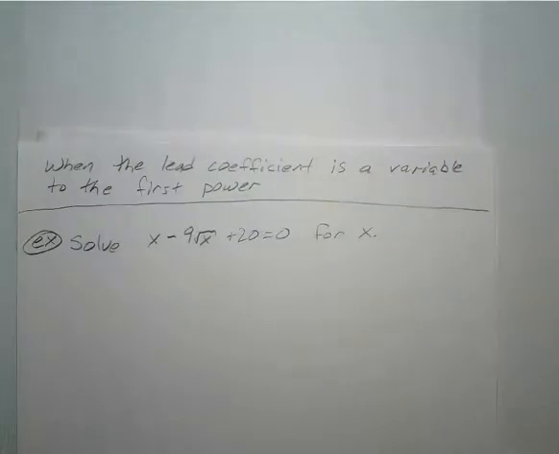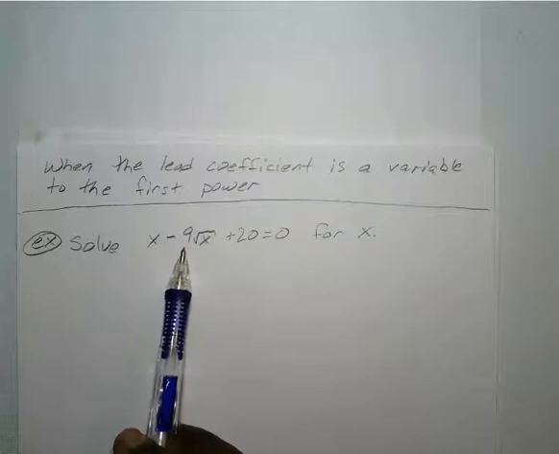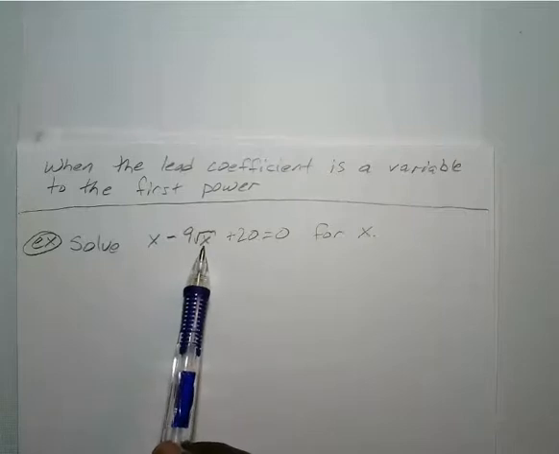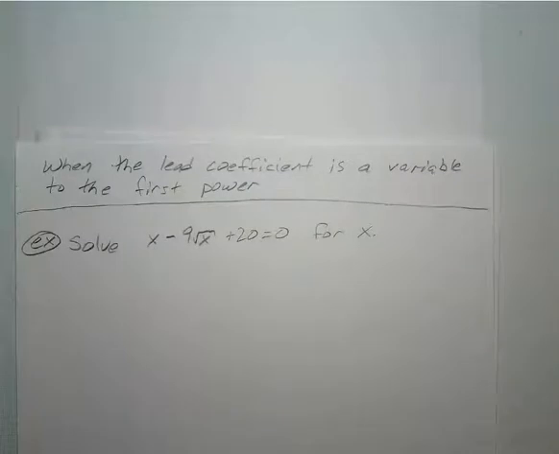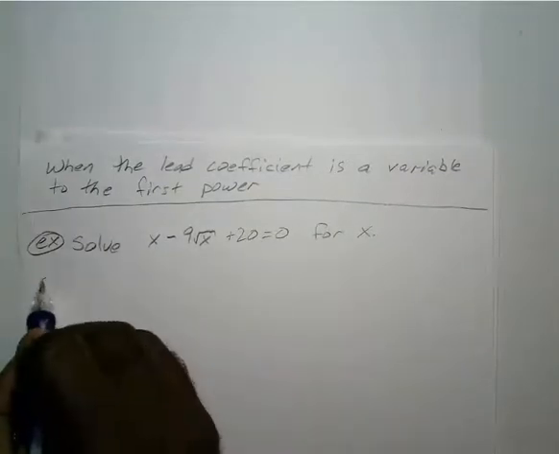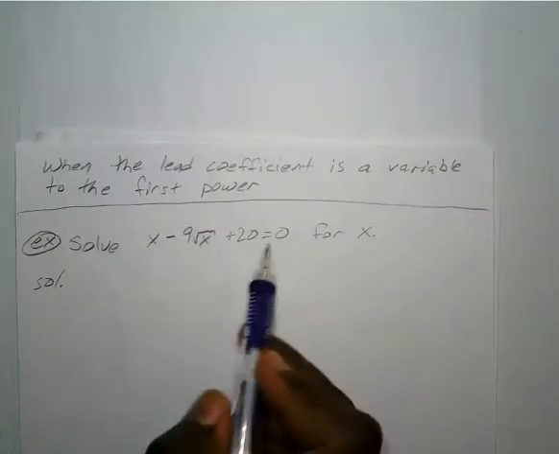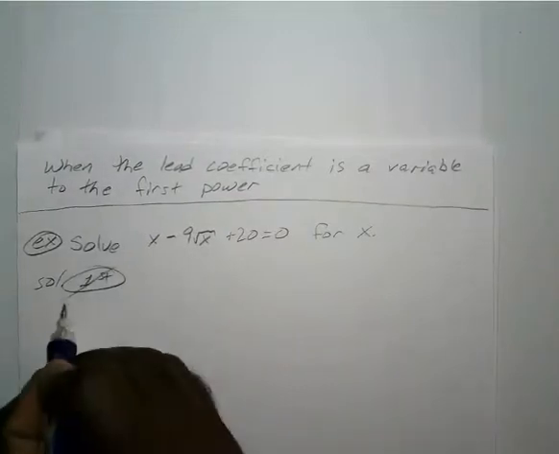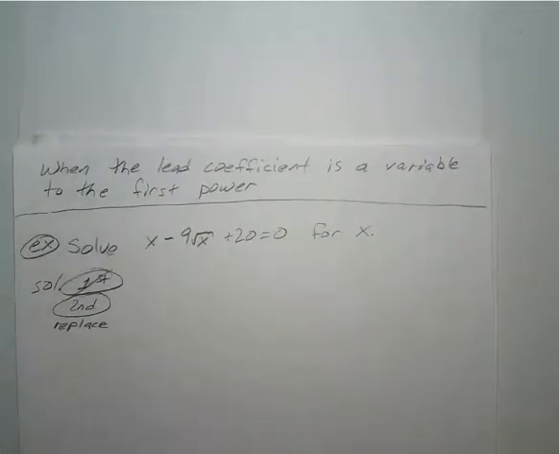Alright. So, what if your lead coefficient is just a regular variable and you have a square root in there? Okay, so what if we wanted to solve x minus 9 square root of x plus 20 equals 0 for x? So we're going to solve it, and again, everything is on the left hand side and it equals 0, so we can skip our first step. Okay, so we can go right to our second step, where we replace.